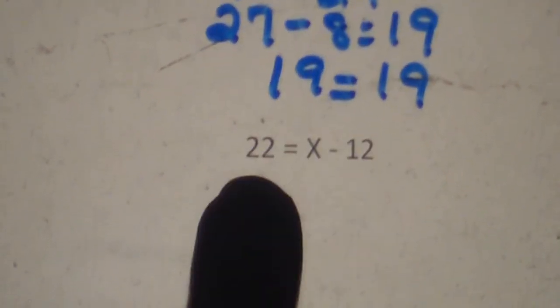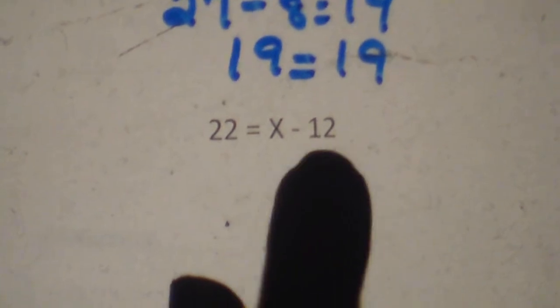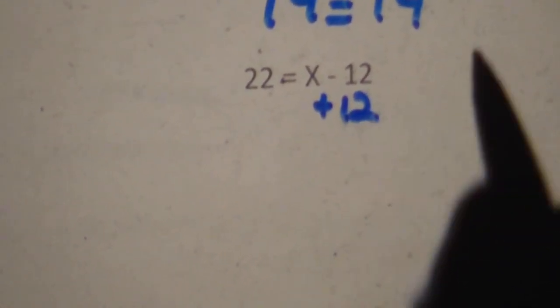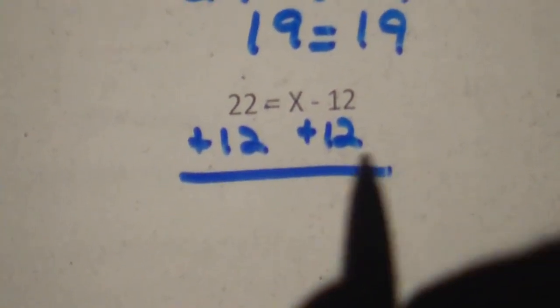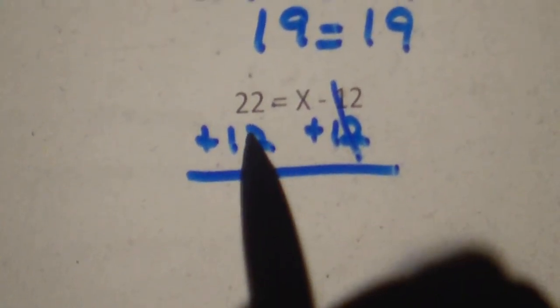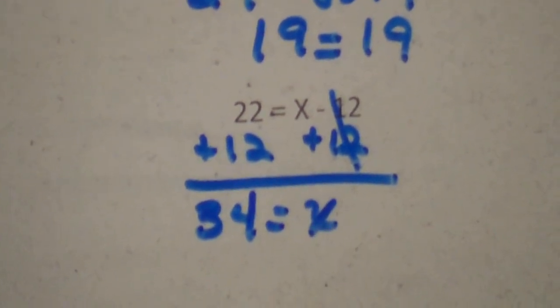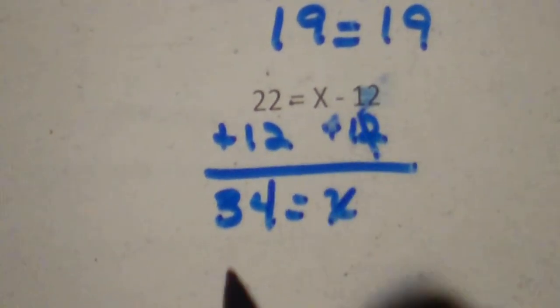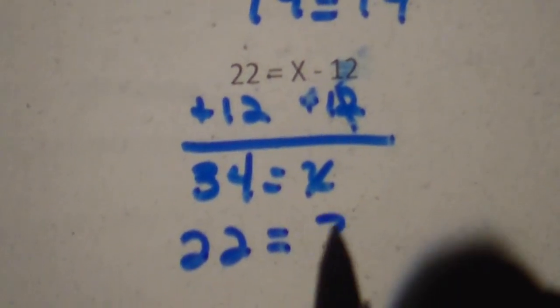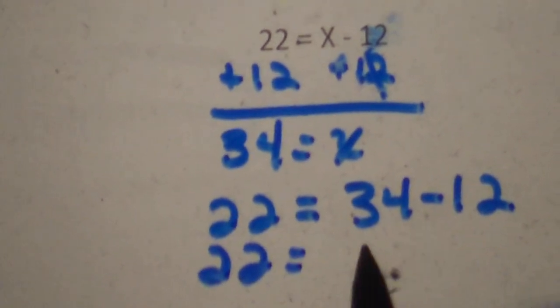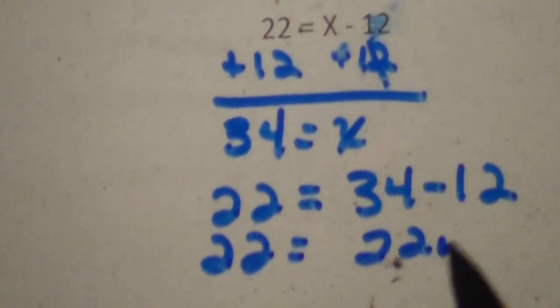Let's try it here. 22 equals x minus 12. This is a subtraction problem. Of course, I'm going to do the inverse operation, which would be adding 12 to both sides. This cancels out. Now I have 22 plus 12, which is 34, equals x. And I can go back into my original problem and say 22 equals 34 minus 12. 22 is going to equal 22, and it checks.